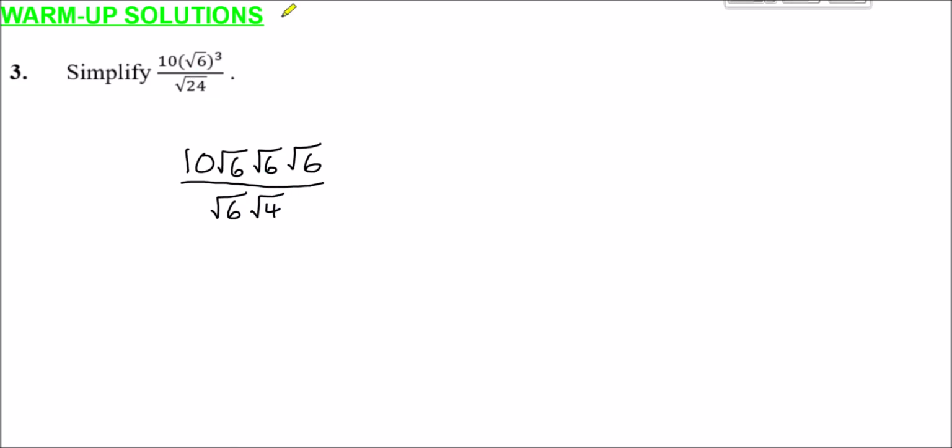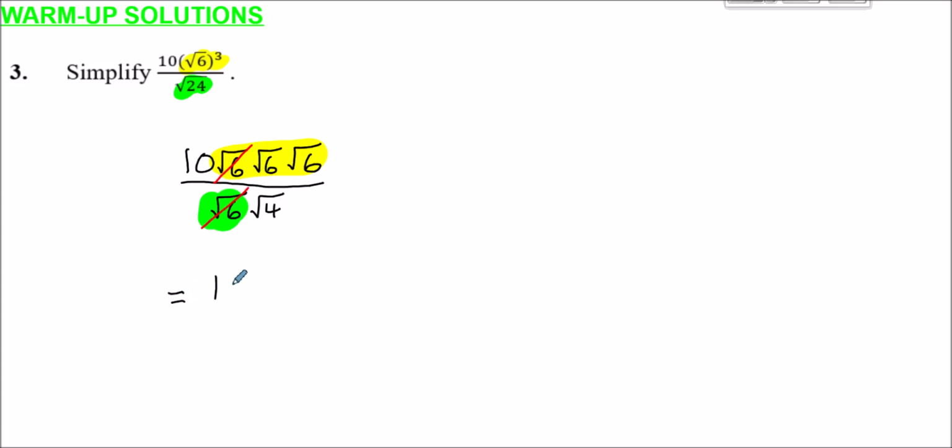So just to highlight what I've done here, I've rewritten root 6 cubed like this along the top. On the bottom, I've split root 24 into its root factors. Now what we can see is we can cancel a root 6 on the top and on the bottom. So 1 root 6 will cancel there and here.